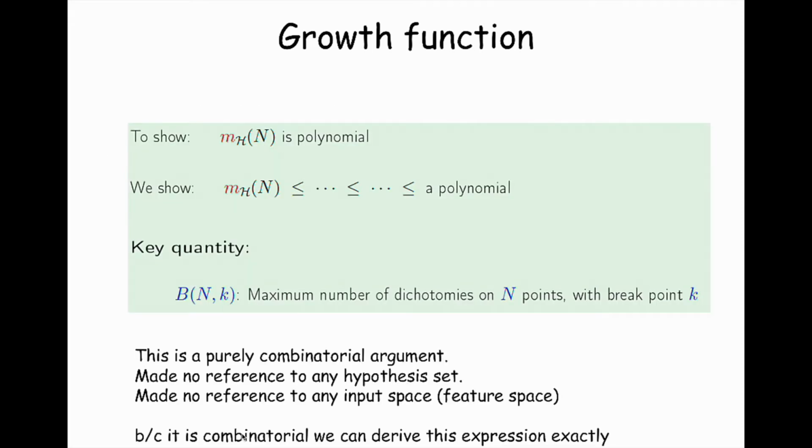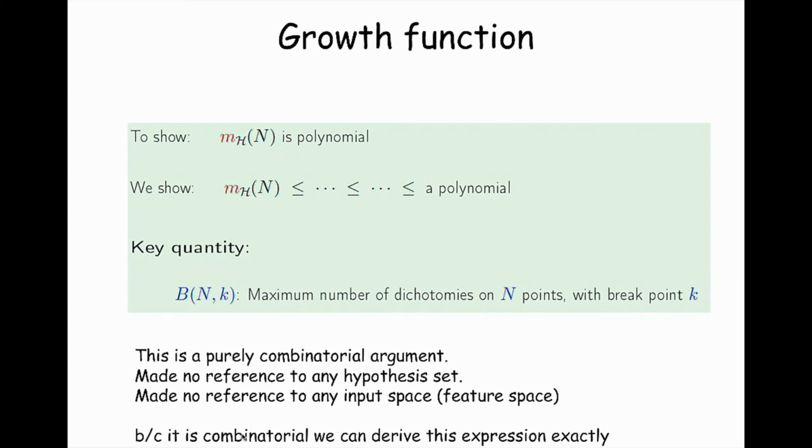In order to show that our growth function is polynomial in our input set size, we're going to show that it's at most something that is itself a polynomial. That quantity of interest, we're going to wind up with a recurrence relation, and then we're going to solve that recurrence relation in closed form and show that the solution is polynomial in n, the input size. That quantity is called B of n, k. You could call it the breakpoint function, if you will.